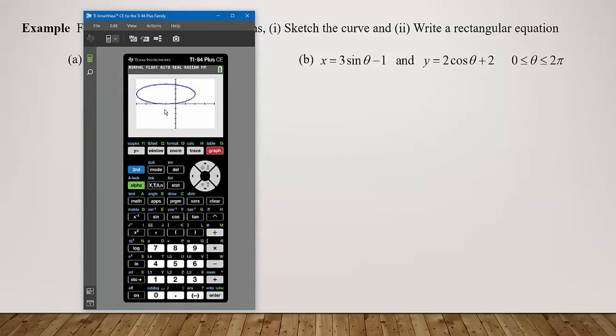X equals something, Y equals something. You can replace that theta with a T because it's parametric equations. But that graph to me looks like an ellipse. So when we get the rectangular equation, I'll be curious to see if we get something that reminds us of an ellipse. So I'm going to head off to the board now to do both parts A and B.